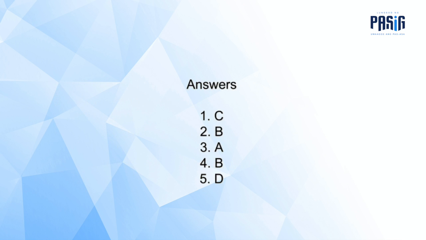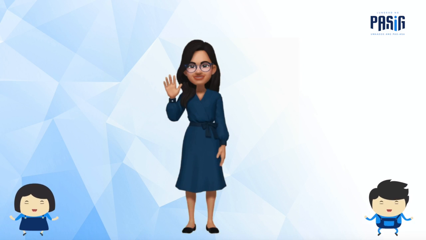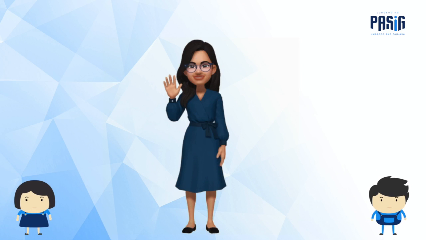Here are the correct answers. Number 1 is letter C, number 2 is letter B, number 3 is letter A, number 4 is letter B, and number 5 is letter D. And that ends our lesson on citing evidence to support a general statement.